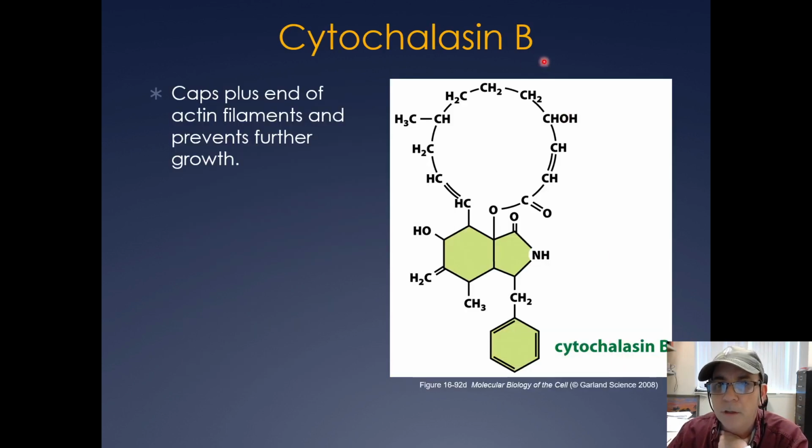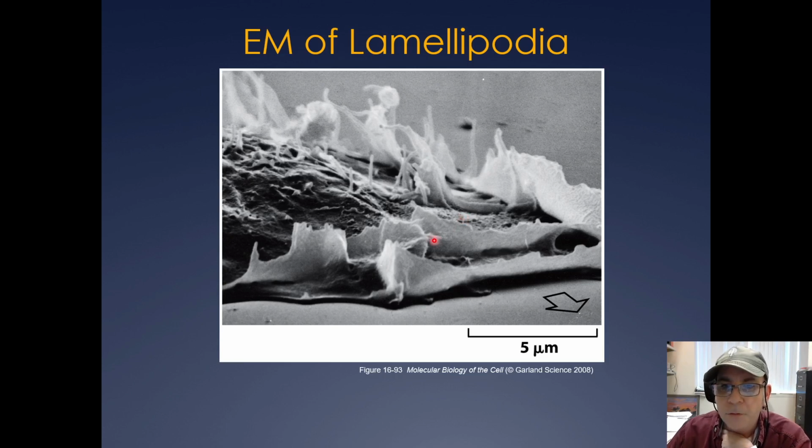But once again, here's the structure of cytochalasin B. It will cap the plus end of an actin filament and prevent further growth. So it's a useful chemical compound in the laboratory to study this process. Here's a beautiful EM of lamellipodia forming, and the cell is moving in the direction of the arrow here.